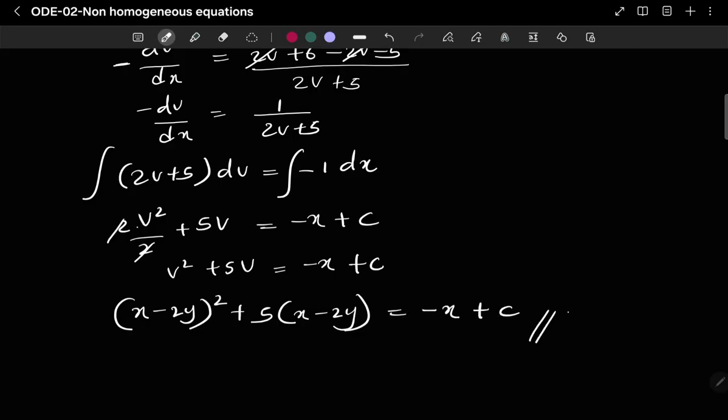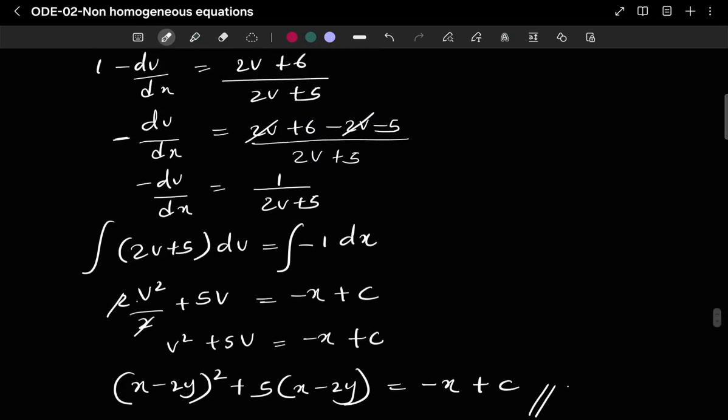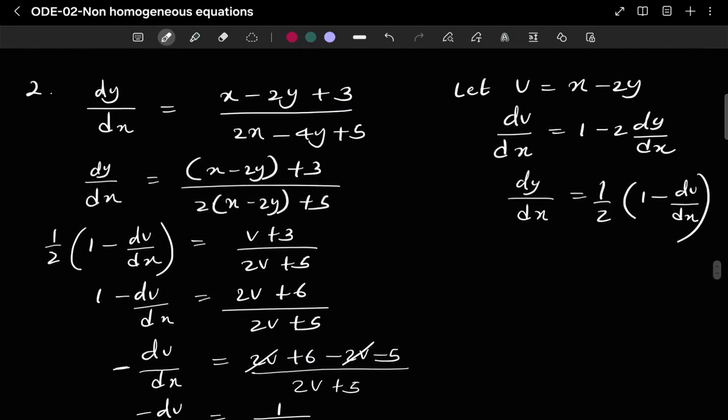So here we can keep this equation as it is, in the implicit form without taking it into the explicit form. So this second question is a bit different from the first one because we didn't take the substitution in the capital X and capital Y forms. Instead, we took a different substitution like v equals x minus 2y. So when doing the question, we can think of how to choose these substitutions by looking at how these equations work.